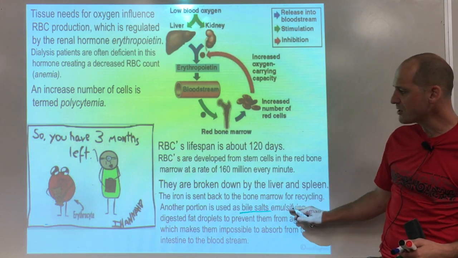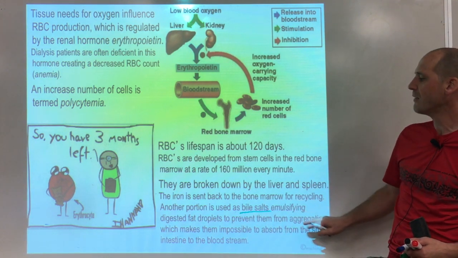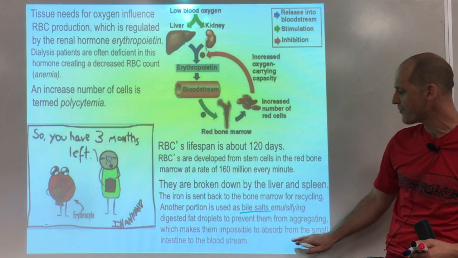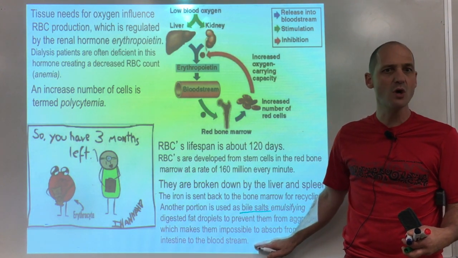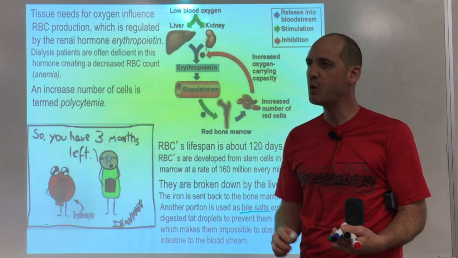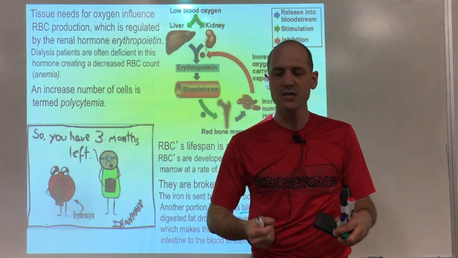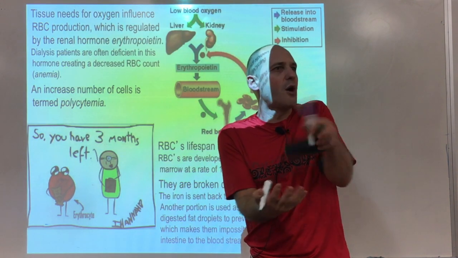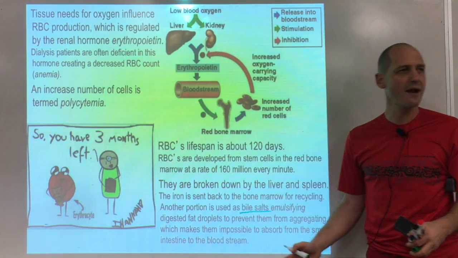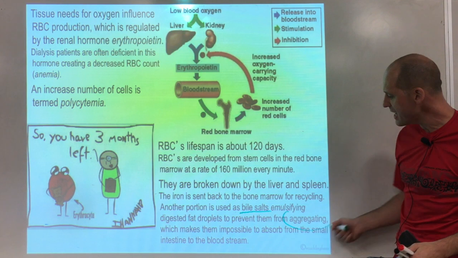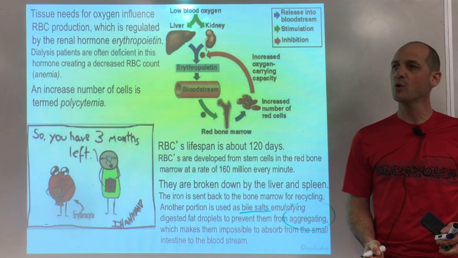They are used to emulsify digestive fat droplets to prevent them from aggregating, which makes them impossible to absorb from the small intestine into the bloodstream. So what happens is you got a salad dressing. You put vinegar, you put oil in, and then you got to shake it. And as soon as you stop shaking it, all the oil goes together, all the vinegar goes together. The oil wants to get together and aggregate. Aggregating means clumping together. What we need is a molecule like soap.